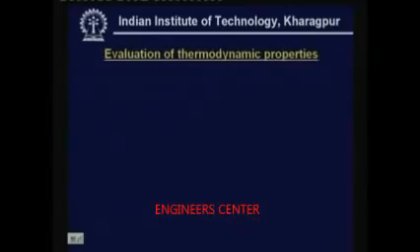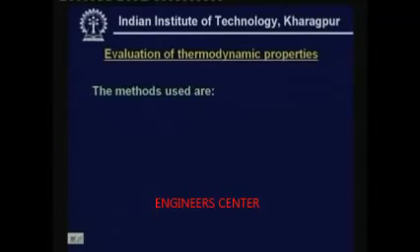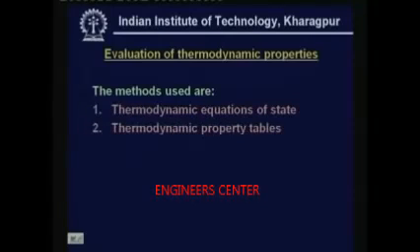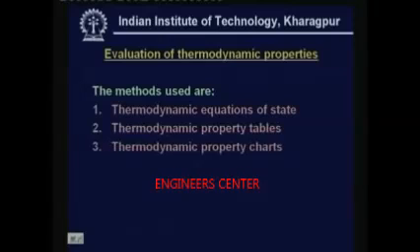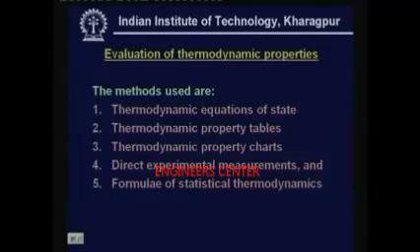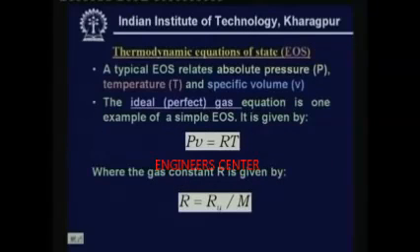Now let's look at various methods used for evaluating thermodynamic properties. The methods used are thermodynamic equations of state, thermodynamic property tables, thermodynamic property charts, direct experimental measurements, and formulae of statistical thermodynamics. Now let us look at the first method, what is known as thermodynamic equations of state. They are also known as EOS. A typical EOS relates absolute pressure P, temperature and specific volume. One of the simplest examples of an EOS is that the specific volume of a solid is a constant. So this is one of the simplest possible equations of state.